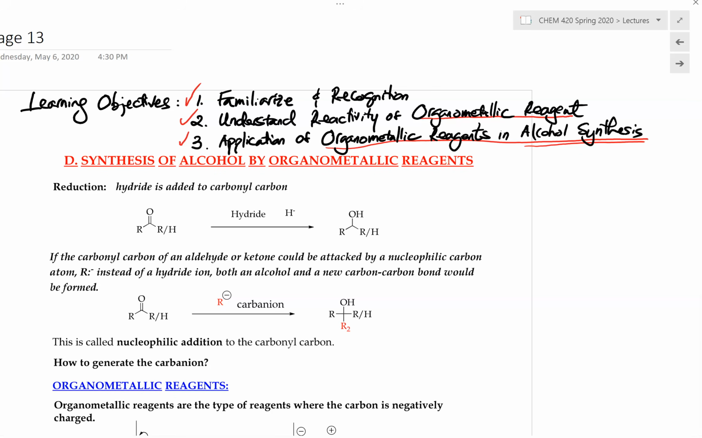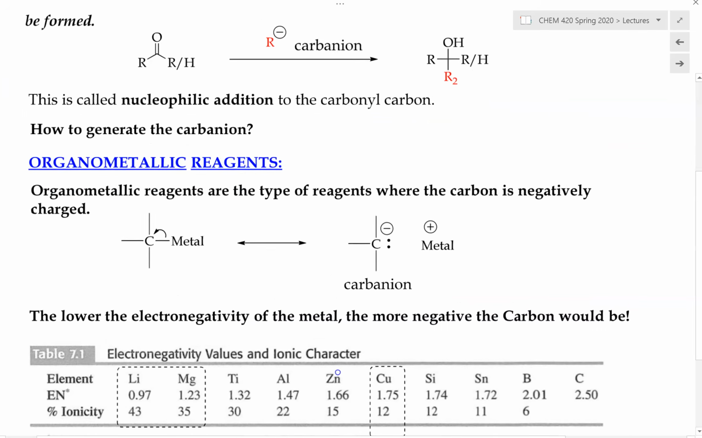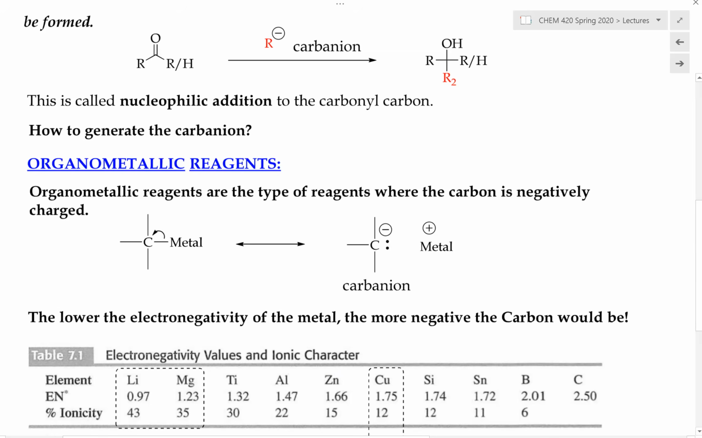So let's now go over the first learning objective: familiarize and recognize the organometallic reagent. What are organometallic reagents? Organometallic reagents are basically reagents that consist of carbon. So this is why we call this organo. The term organo refers to an organic substrate that has a metal in it as well. So these are chemical reagents that consist of both carbon and metal.